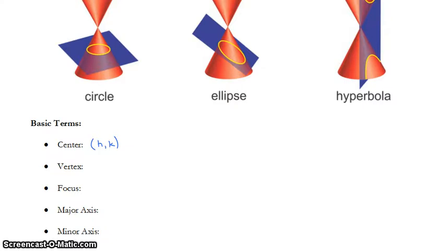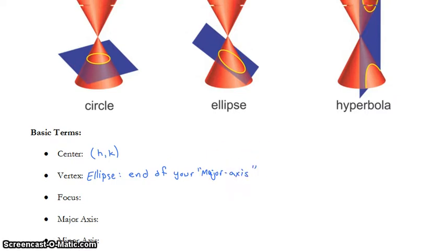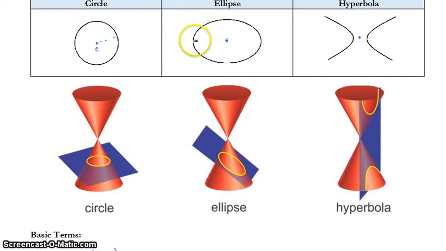Vertex. Now, a circle doesn't have a vertex, but an ellipse and a hyperbola do. In an ellipse, the vertex is the end of your major axis. More on what a major axis is in just a moment, but if we go back up and look at our diagram here, I can tell you your major axis is going to be this segment here. It'll go through your center, but it's the longer of your two segments. So the vertices, or the vertex, is going to be the endpoints of that axis. That's going to be vertex 1, and that's going to be vertex 2.